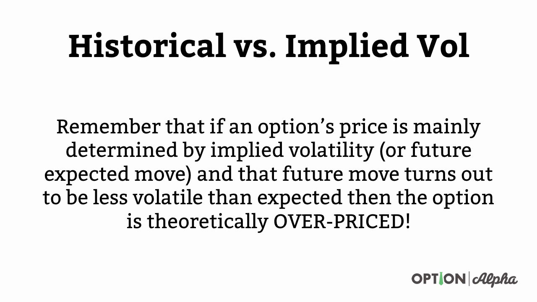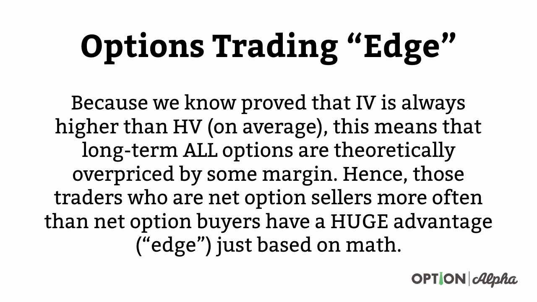So remember, this difference between historical and implied volatility is so key, because if an option's price is mainly determined by implied volatility or future expected move, and that future move turns out to be less volatile than expected, then the option is theoretically overpriced. And this is what happens all the time. This is why option buyers lose money even though they get the direction right, because they don't factor in implied volatility. So we know and have proved that IV is always higher than historical volatility on average.